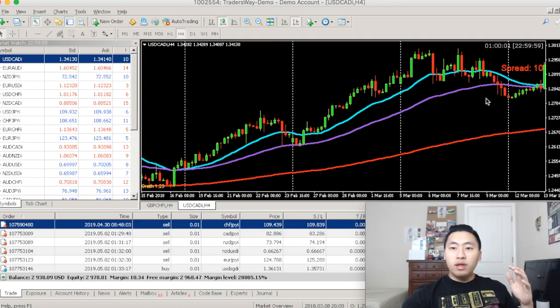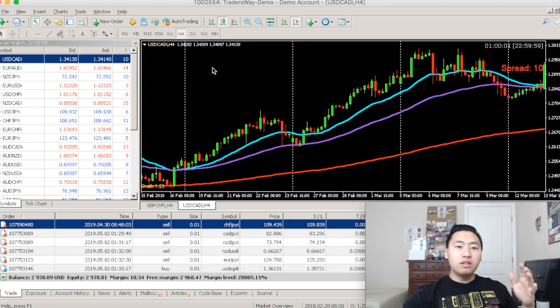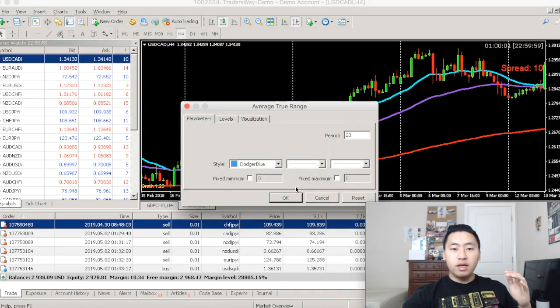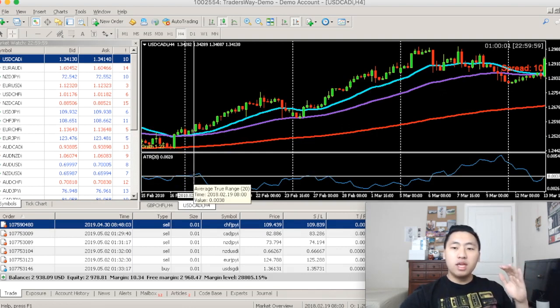And you exit when price closes below the MA 50. And your stop loss is 2 ATR, which is an average true range. So in order to do that, indicators, average true range, and I just put it at 20, okay? All right, so that's the quick recap. And you double your ATR, okay? Your stop loss is double the ATR.